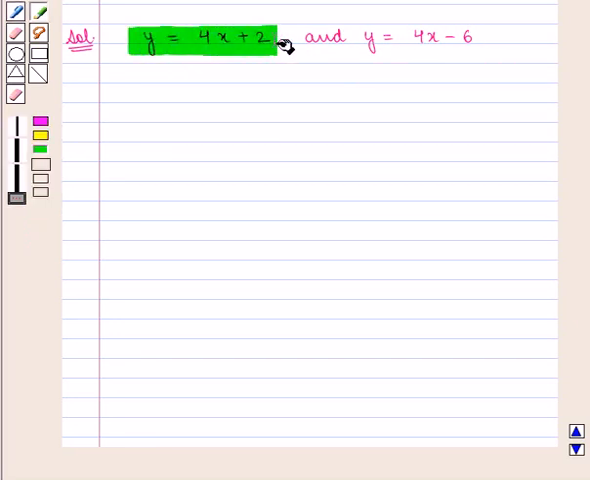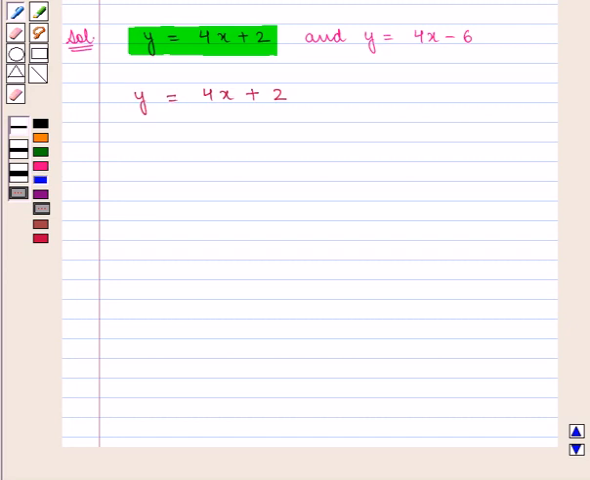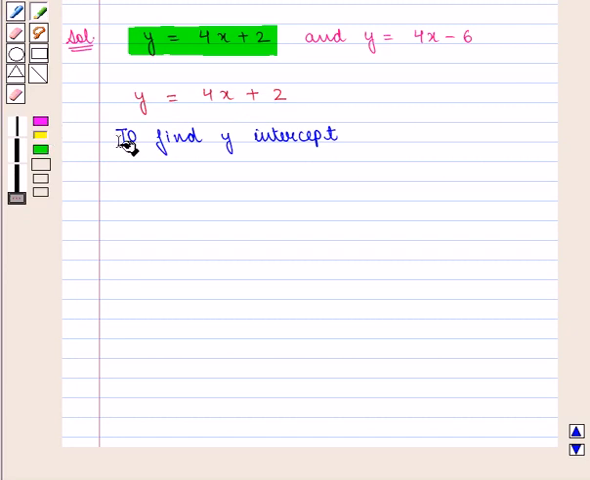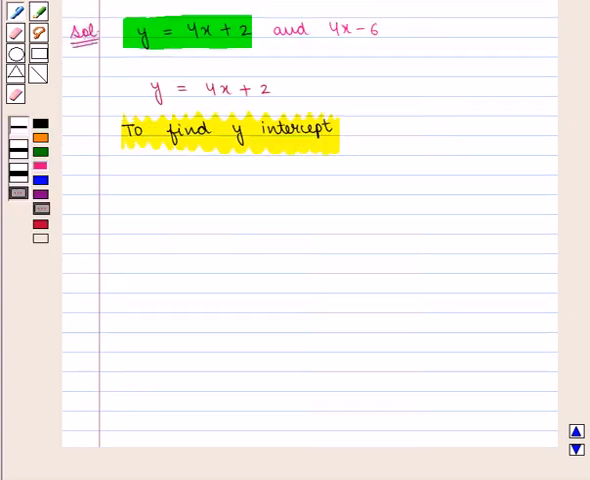Now our first equation is y is equal to 4x plus 2, and we'll use x and y intercepts to draw the lines graphically. To find the y and x intercepts, we'll put the values of x and y as 0 in turn. To find the y-intercept, we put x as 0 in this equation, and we get y is equal to 4 into 0 plus 2, which implies y is equal to 0 plus 2, which is equal to 2. So the y-intercept is given by the coordinates (0, 2).